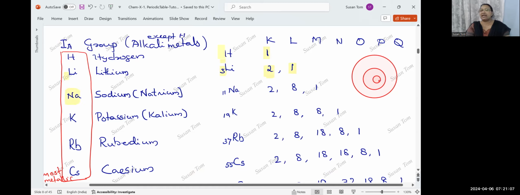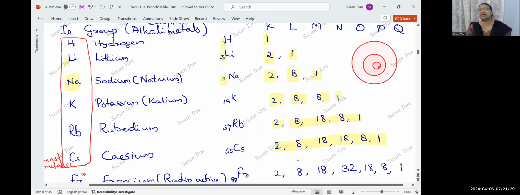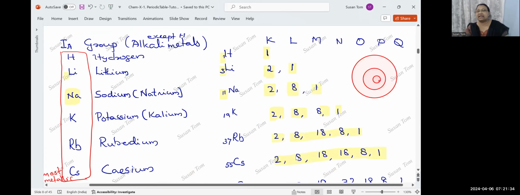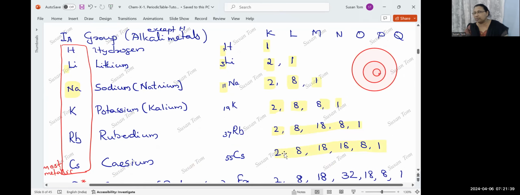Sodium has a total of 11 electrons, its atomic number is 11, so the first shell has 2, the second shell cannot have more than 8, that also gets filled, so the third shell has 1. Then potassium 2, 8, 8, 1; rubidium 2, 8, 18, 8, 1; and so on. So this way we are having the elements and their electronic configuration in a particular group.